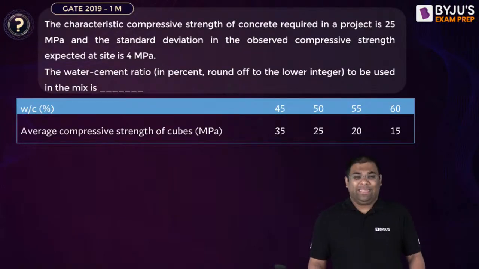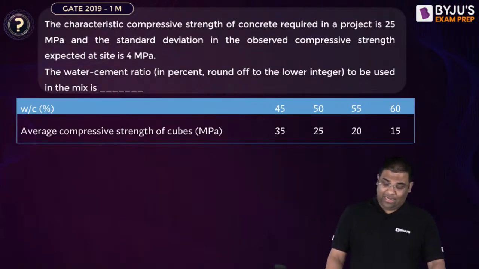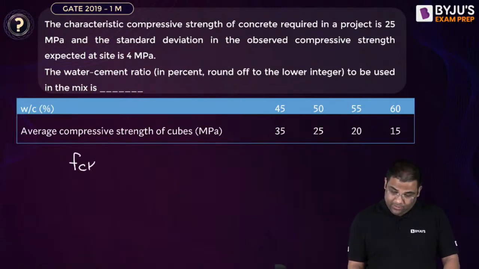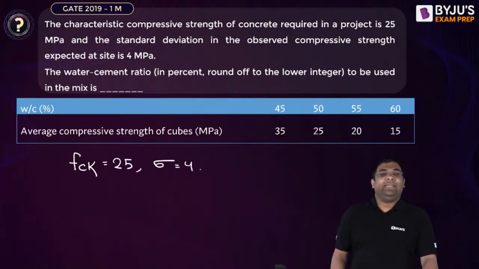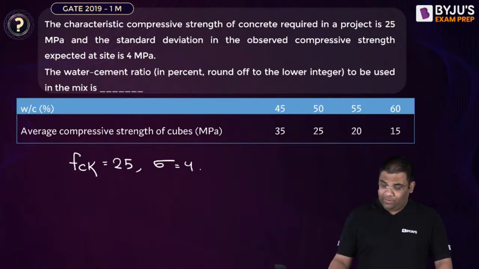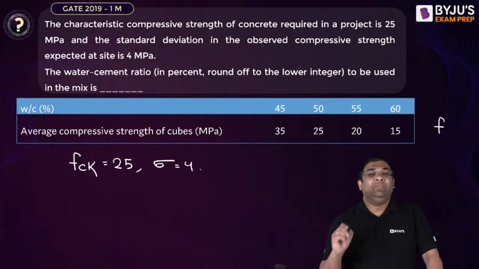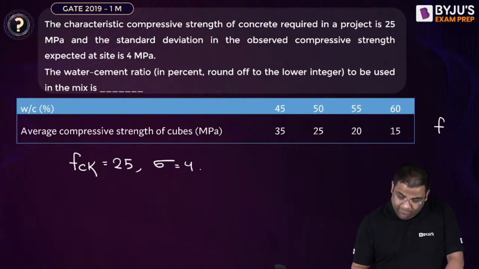Now this question was very easy actually. What is asked? The FCK is given as 25. Standard deviation is given as 4. Then there is a table given. The table is between the average mean strength. Average compressive strength means the mean compressive strength, right?